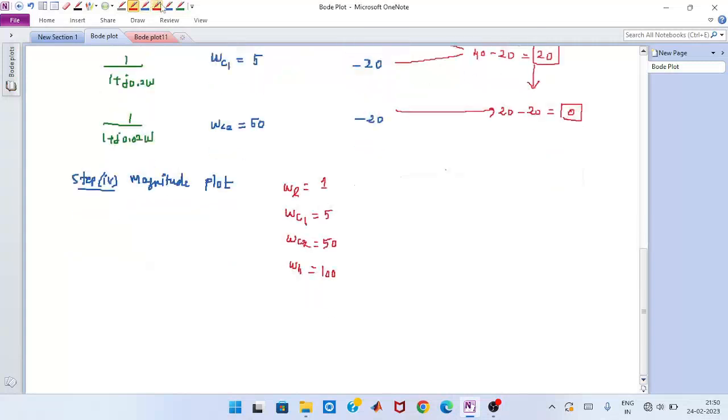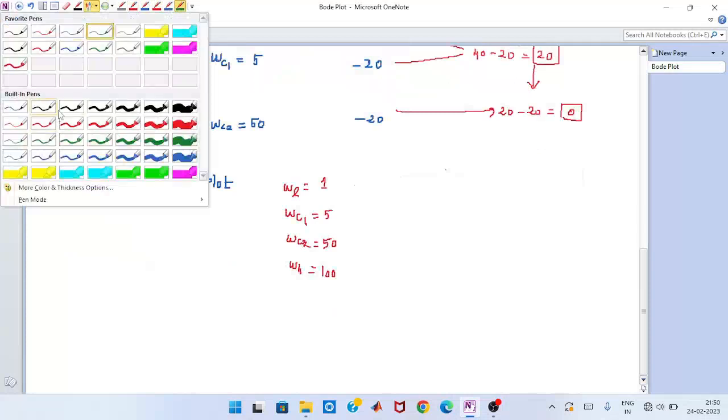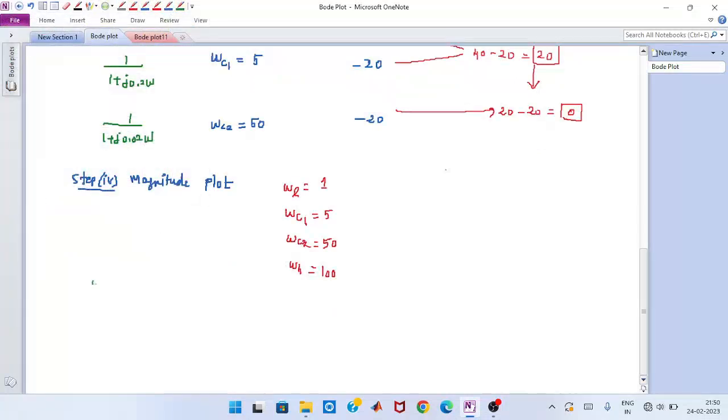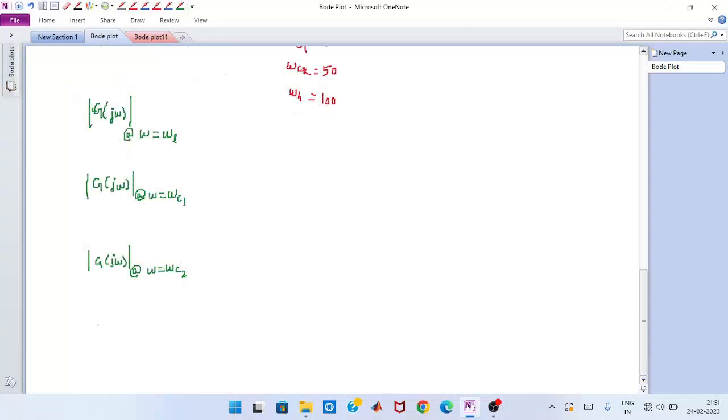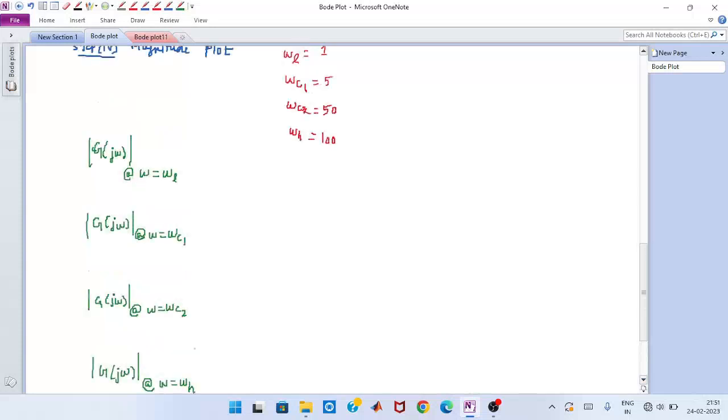After this, my job is to find out G of j omega, that is magnitude or gain. The other name of magnitude is gain. G of j omega at omega equal to omega L. And the second step, G of j omega at omega equal to omega C1. Similarly, G of j omega at omega equal to omega C2. And the last one is the magnitude of G of j omega estimated at the frequency omega H. So these are the things we are going to do.